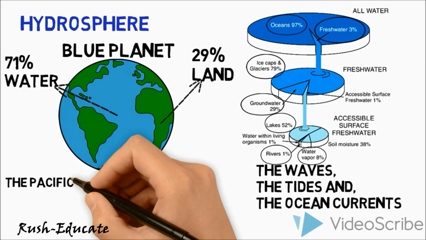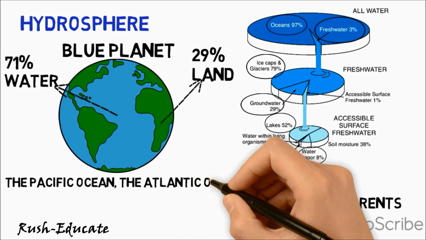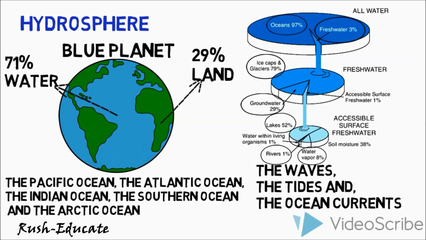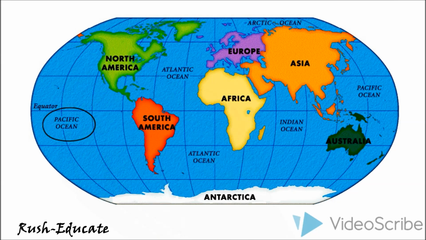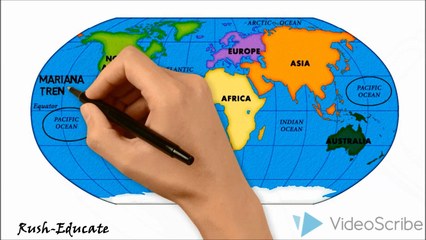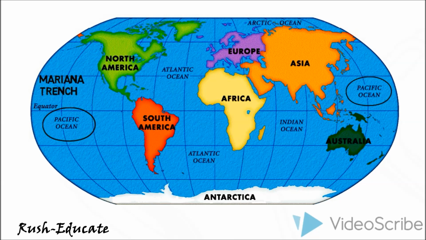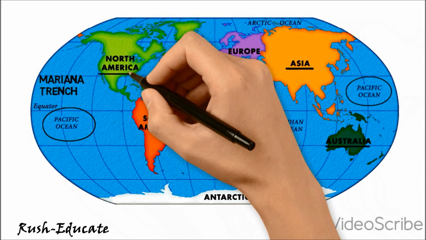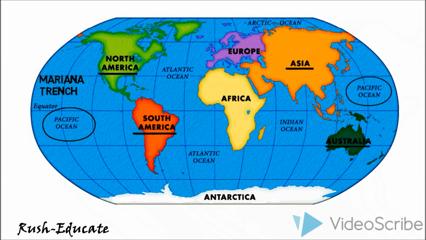The five major oceans are the Pacific Ocean, the Atlantic Ocean, the Indian Ocean, the Southern Ocean and the Arctic Ocean. The Pacific Ocean is the largest ocean. It is spread over 1/3 of the Earth. Mariana Trench, the deepest part of the Earth, lies in the Pacific Ocean. The Pacific Ocean is almost circular in shape. Asia, Australia, North America and South America surround it.